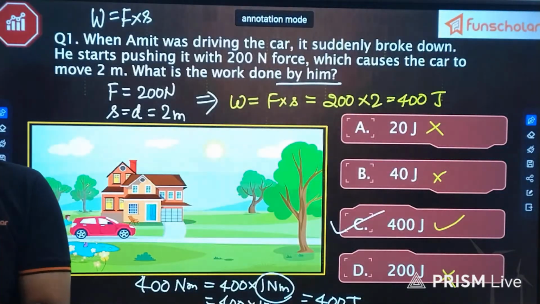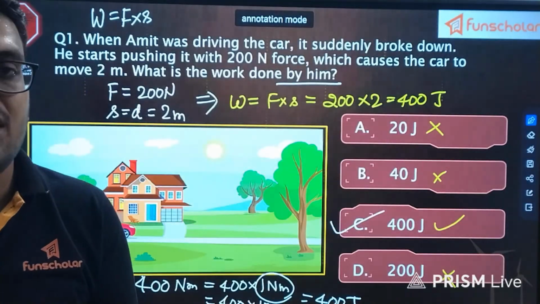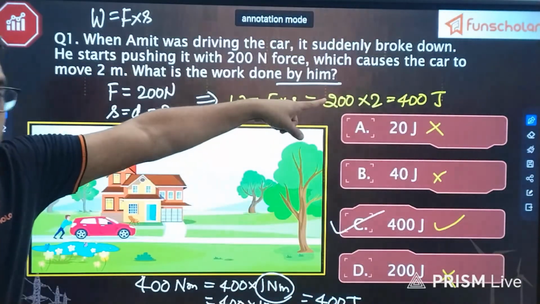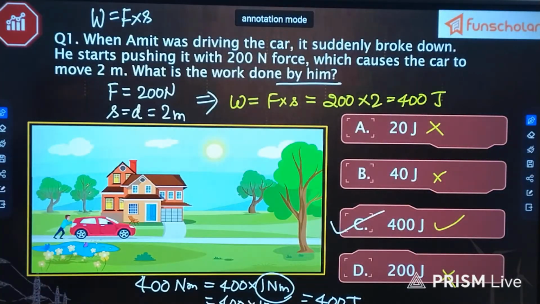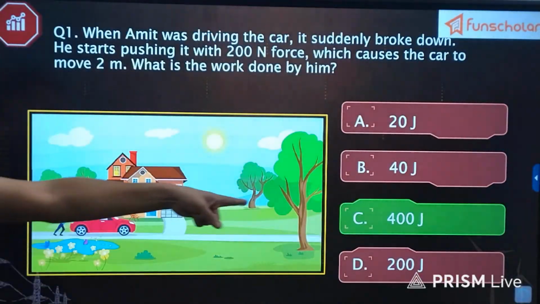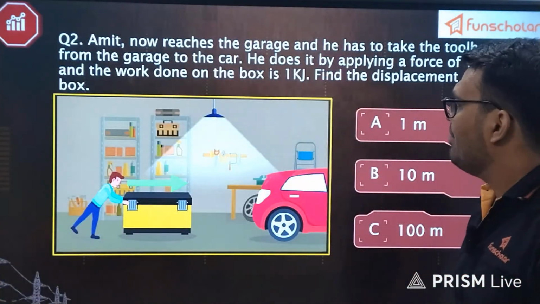So here the work done by Amit while pushing the car, which has moved through 2 meter because of the application of 200 Newton force, is 400 joule. Let's check our answer. So the answer is 400 joule. Okay, we have done it correctly. Now let's try to see the next question.